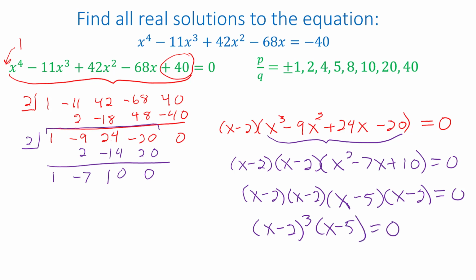Our solutions to the equation are x equals 2, and setting x minus 5 equal to 0, we find a second solution would be x equals 5.